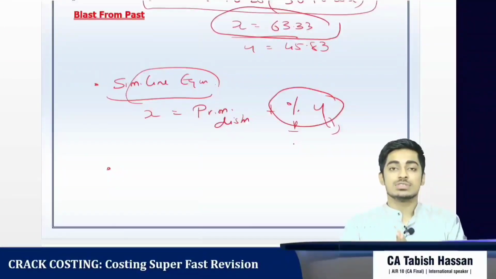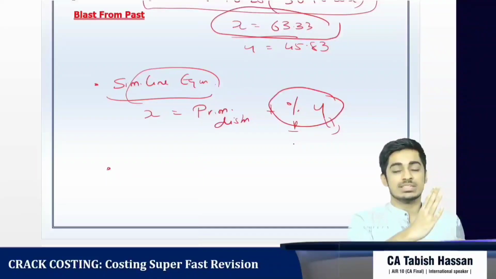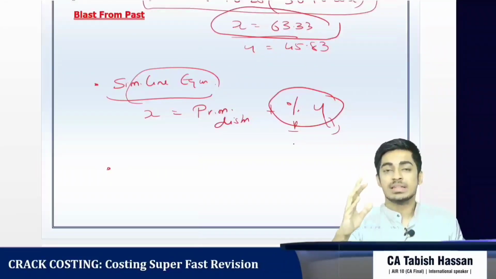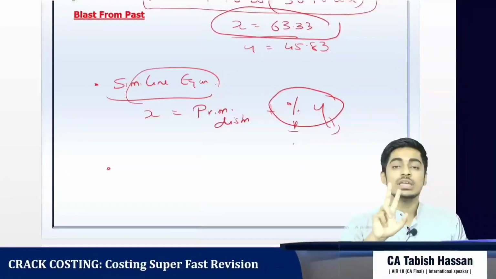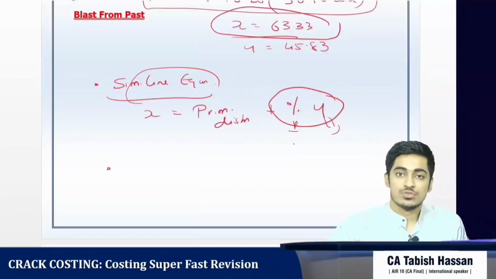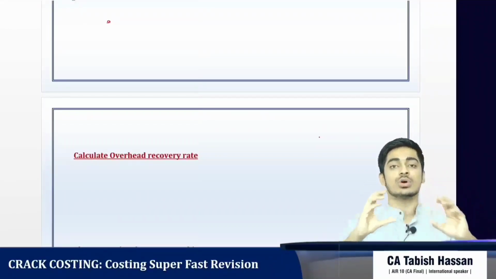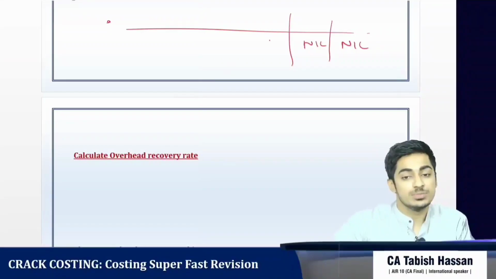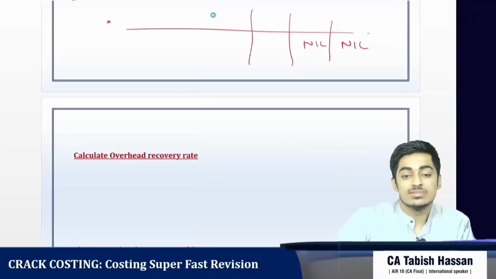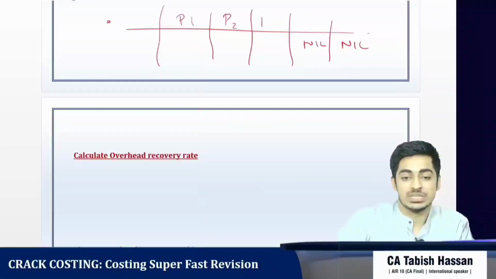So here we use either the trial and error method, where we go on distributing until the amount becomes insignificant, or the mathematical equation method, where we create simultaneous linear equations and solve them. This works only if we have only 2 variables. At the end of reapportionment, the overhead at the service department becomes nil, and we are left with overheads only in the production departments.